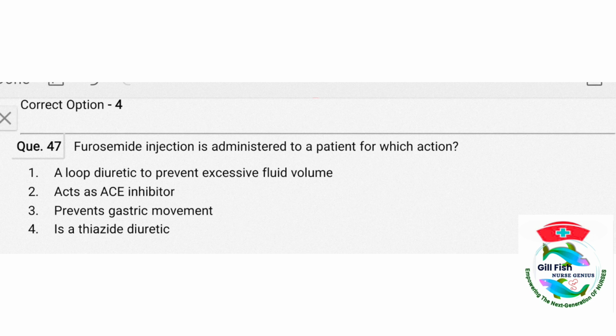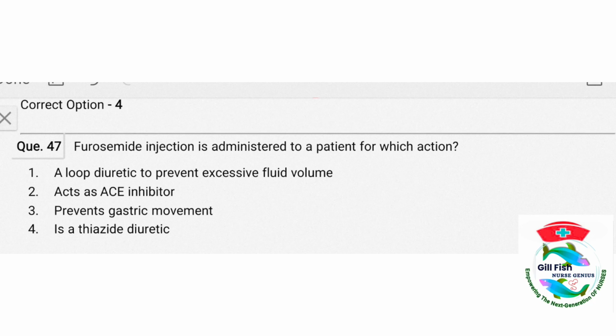Furosemide injection is administered to a patient for which action? Option 1, a loop diuretic to prevent excessive fluid volume. Option 2, acts as an ACE inhibitor. Option 3, prevents gastric movement. Option 4, it is a thiazide diuretic. What is the correct answer for this?